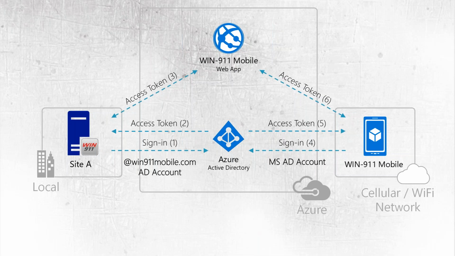Now from there, WIN-911 mobile has to check and make sure that when you acknowledge, you are the right person. So it automatically signs into Azure Active Directory, to make sure that your name, phone number, email address, whatever that is, all of the information that we need to have is checked, right? You'll get that access token back, and that would allow you to acknowledge all the way back to your site.